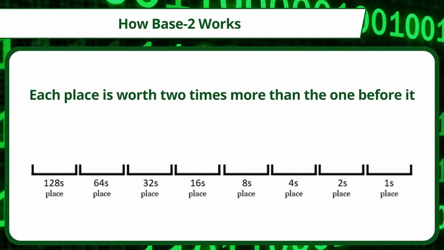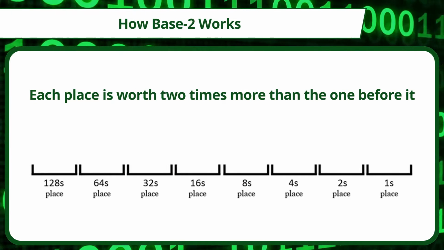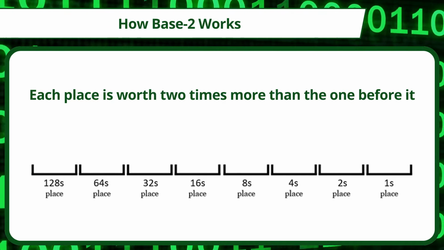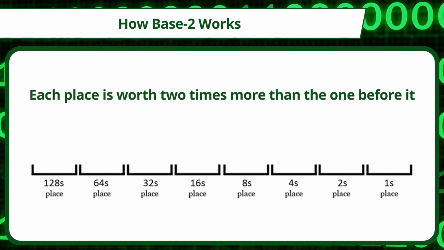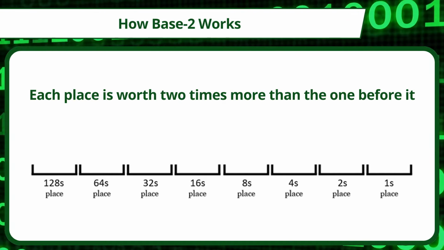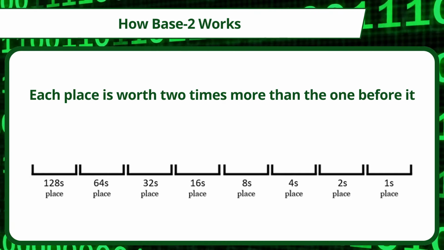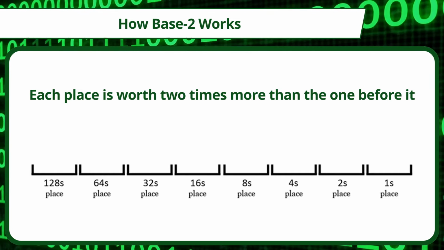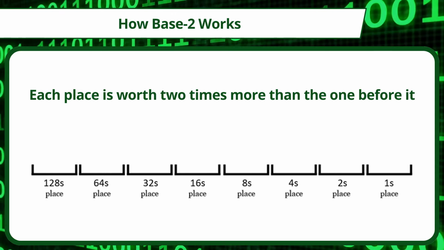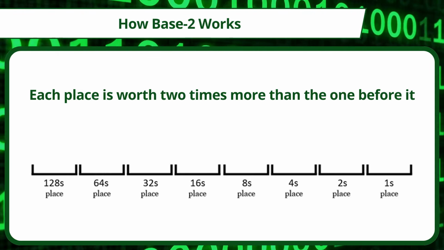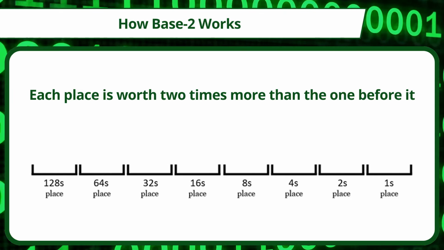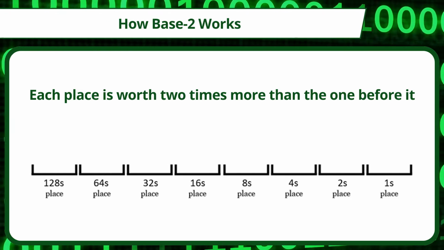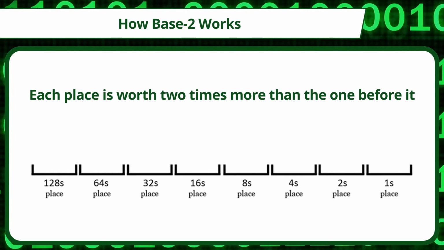To really understand how binary works, it helps to look closely at its place value system. Just like Base-10, the value of each digit in a binary number depends entirely on its position. In decimal, every time you move one spot to the left, the value increases by a multiple of 10. In binary, though, the pattern is simpler. Each new place value to the left is worth 2 times more than the one before it. That's the heart of Base-2. Every step left in binary multiplies the value by 2, not 10.